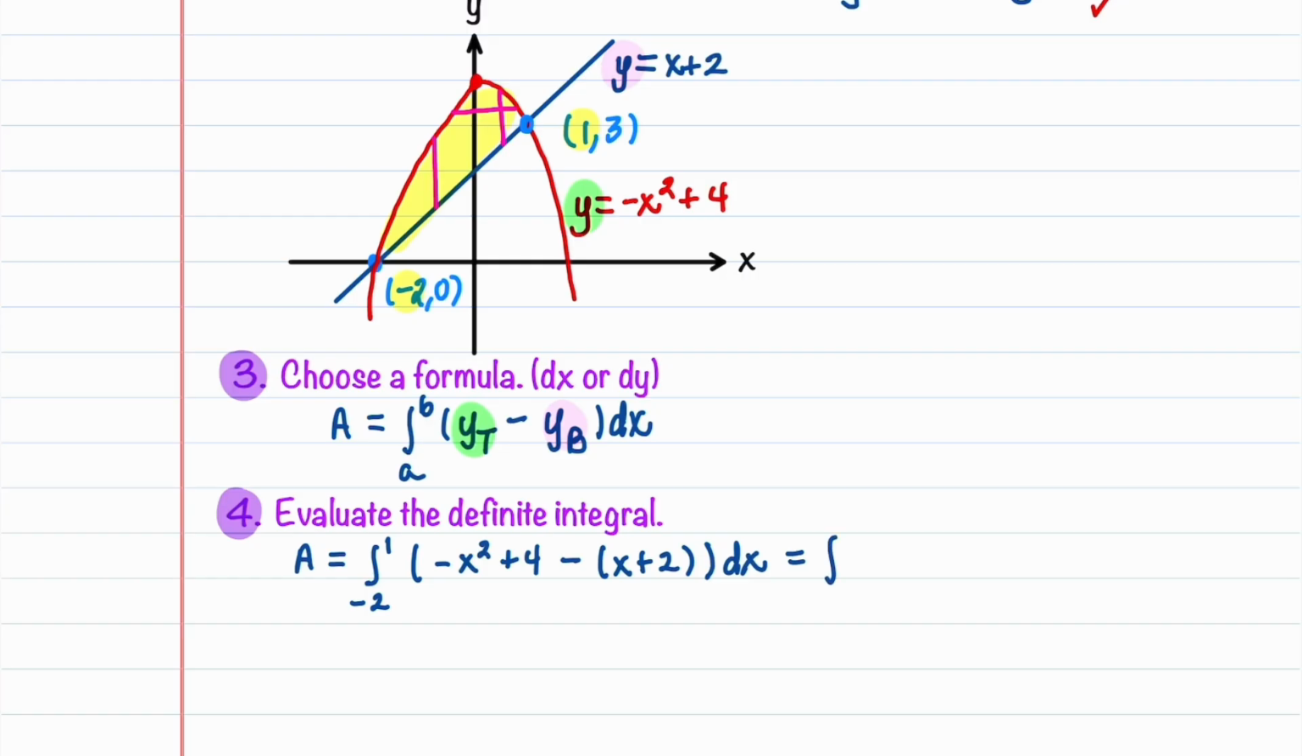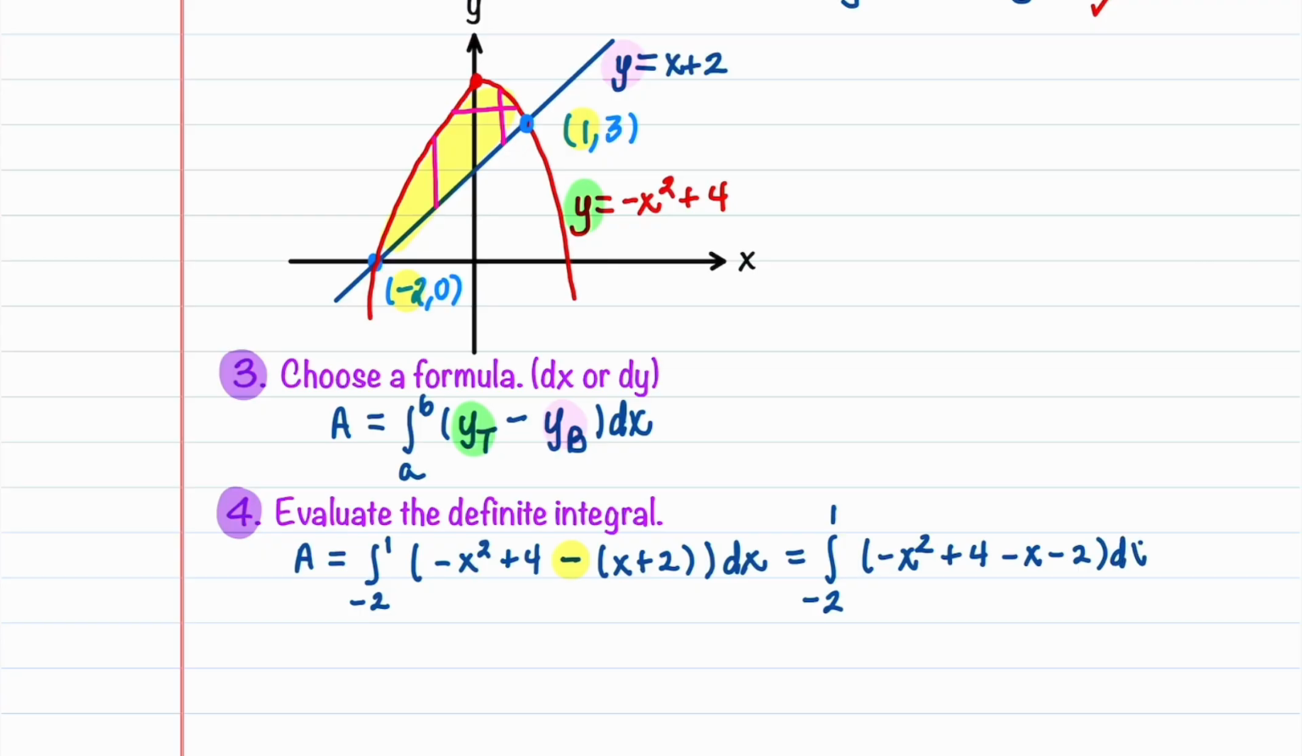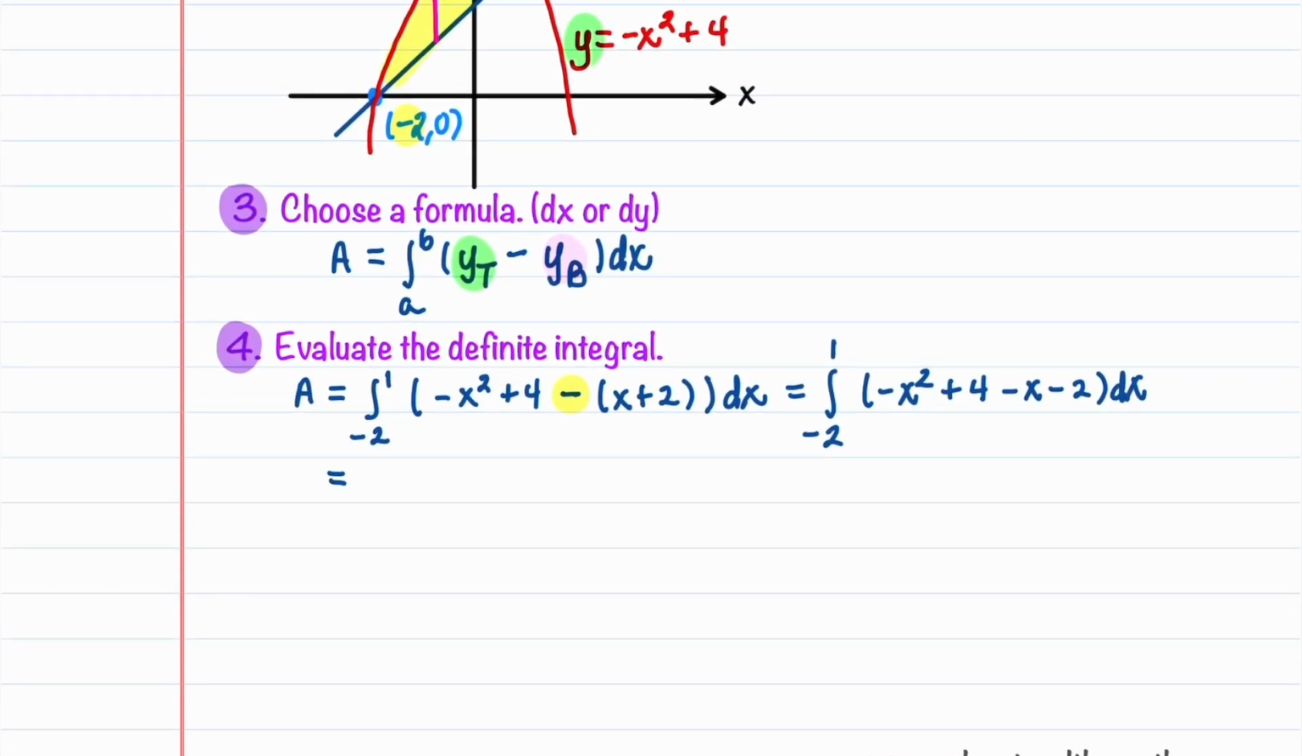Let's now simplify our integral. -2 to 1. We have minus x squared plus 4, and then we're going to be subtracting both x and 2. I think that's the biggest mistake I see students make, is to not carry that minus sign through to both terms. This gives us a minus x minus 2 dx. And this gives us the integral from -2 to 1 of minus x squared minus x plus 2 dx.